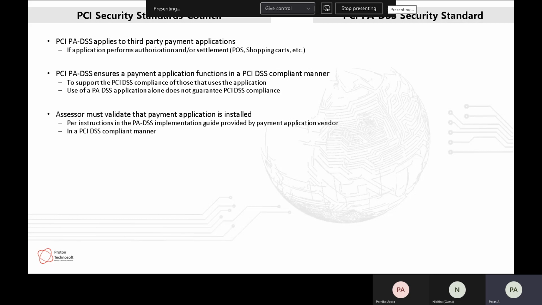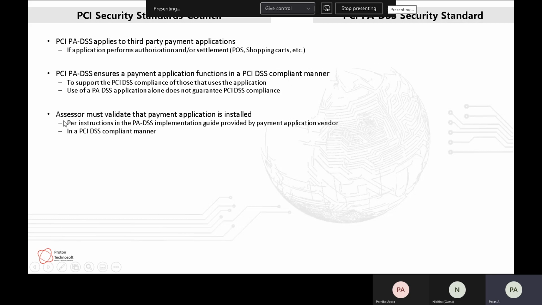So if in the company there is PADSS software, it cannot happen that the PADSS software system is having a separate control and PCI says a separate control. So the company has to make sure that the PADSS software is in compliance with the PCI DSS requirements as well. Okay, so that's on the PADSS.